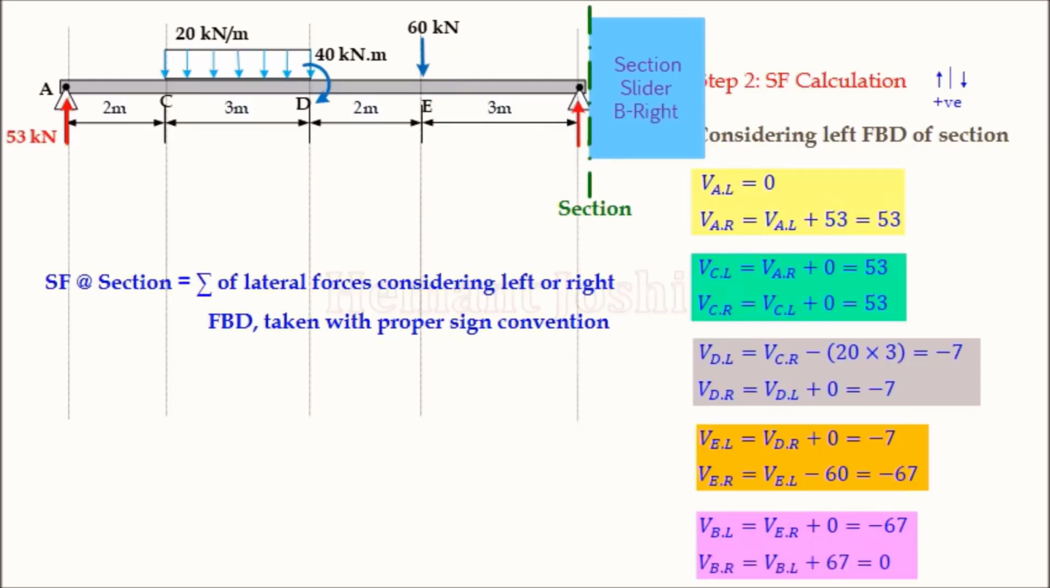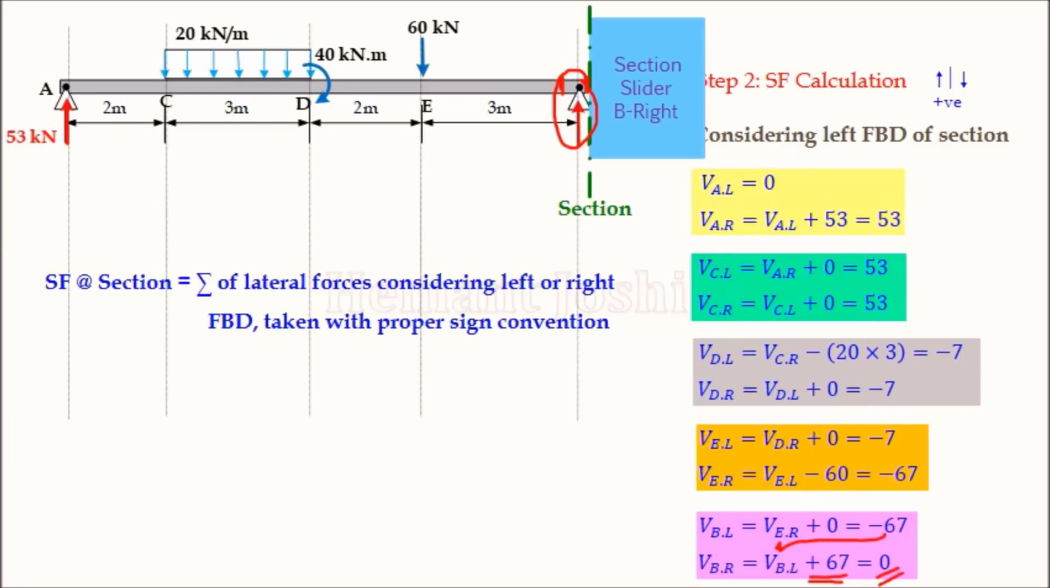After B left, move to B right. So B left we are having, B right is here. Between these two there is one load which is nothing but reaction at B which is going upward. So original value is taken and reaction at B, as it is going upward, is taken positive. So final answer is 0.